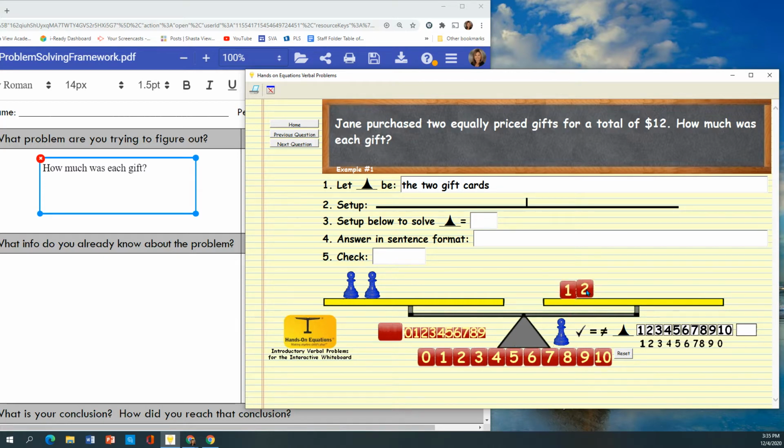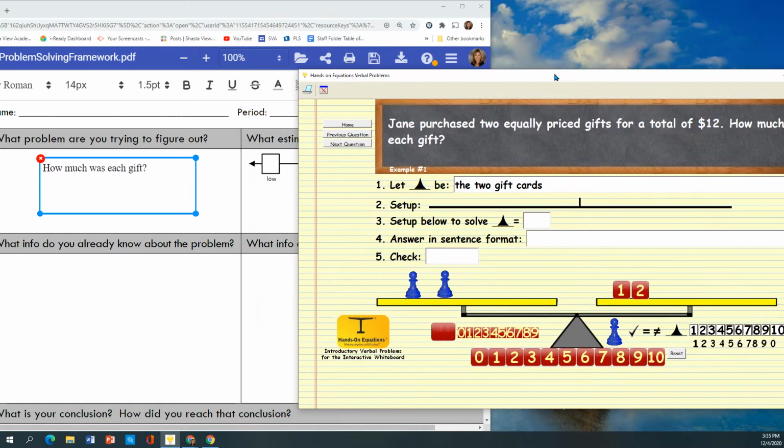Now, if you were in hands-on equation class in the past, you know that this is a balance scale. And in order to make sure that we solve the problem correctly, this balance scale always has to be balanced. So whatever's on this side has to equal the same as this side. So these 2 pawns together have to equal 12. So we're going to say, what 2 numbers could I add together to equal 12?